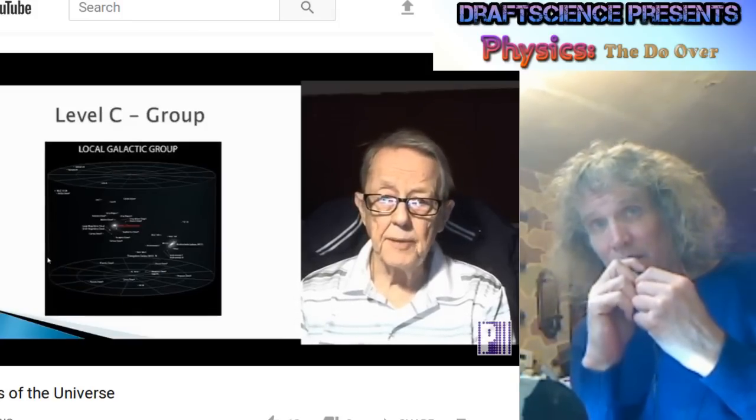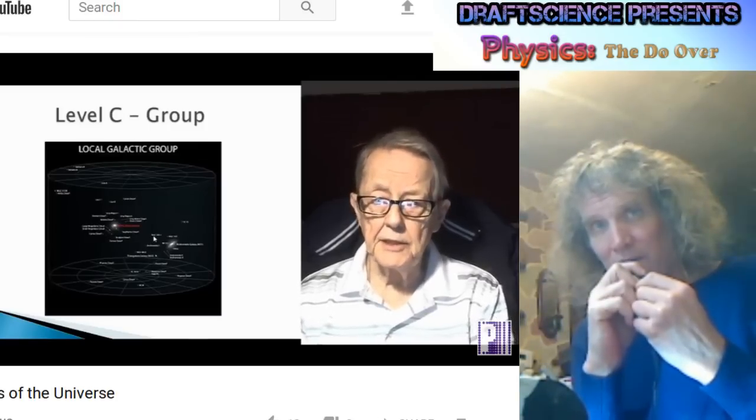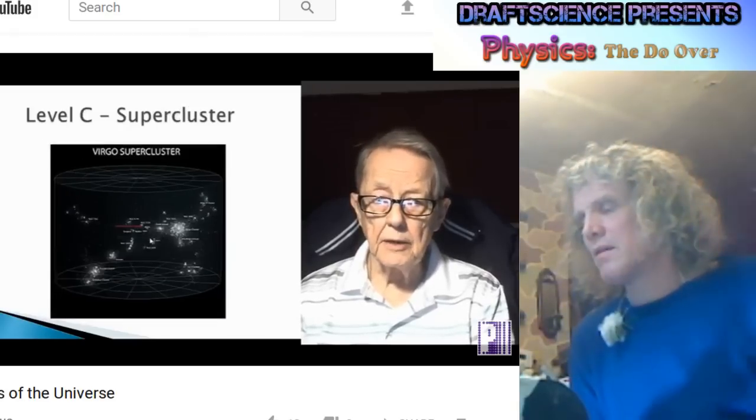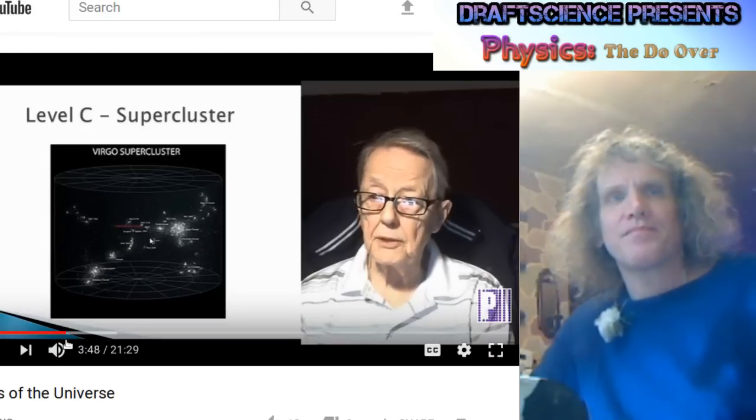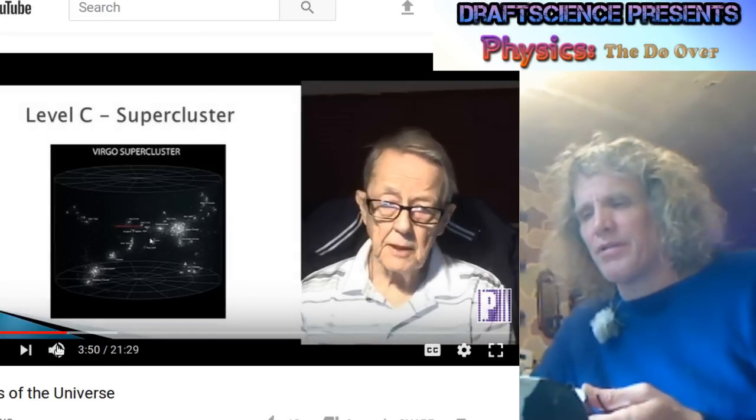That's level B. Level C, they have local galactic groups. Apparently there's 2 galaxies here. I'm not going to go into detail there, but they look around the skies and they see some of these things in smaller groups. Here's the Virgo supercluster. Yeah, well, we've never really seen anything called a randomization.